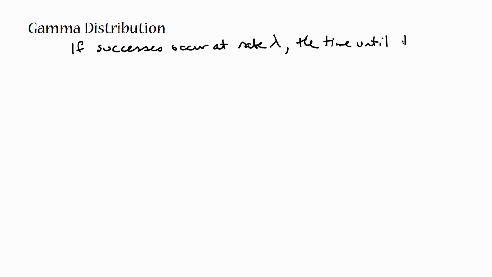So, phrased more mathematically, if successes occur randomly over time at a rate lambda, the time until the kth success, not the first one, the kth one, follows a gamma distribution.